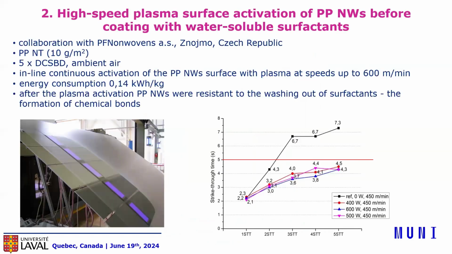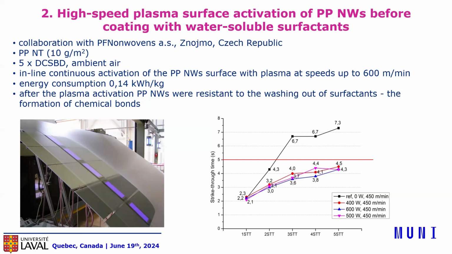Motivated by these results, we also did research with a very famous company in the Czech Republic. The name was Pegas Company. Currently, it is called EF Nonwovens. This is the second largest producer of polypropylene nonwovens in Europe. As you can see, this is a real photo from the test on the production line.